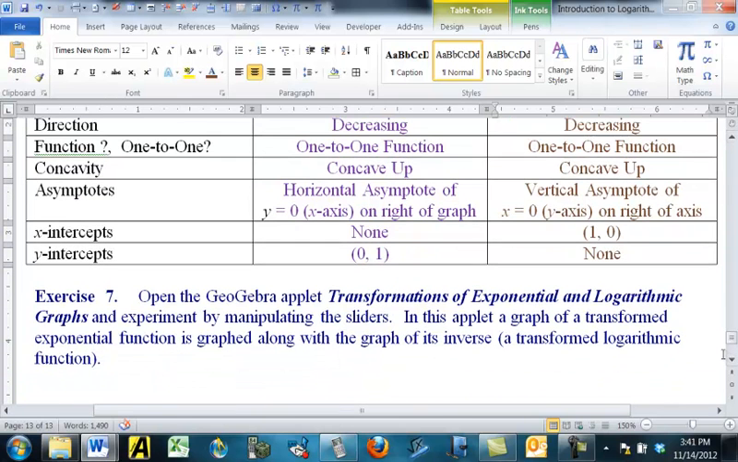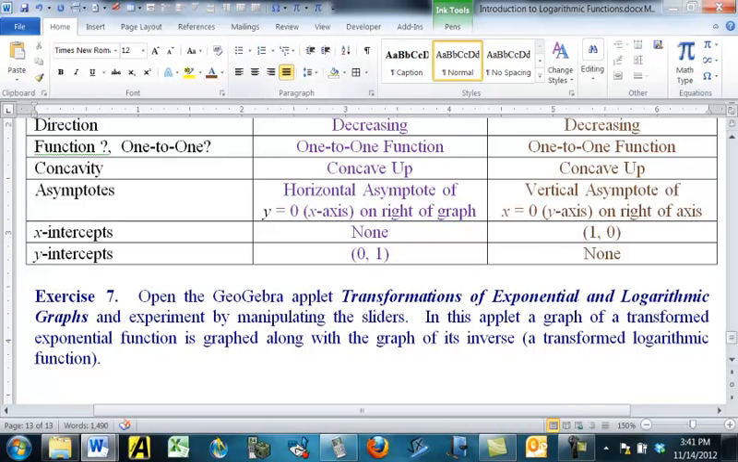Okay, so finally the exercise I want you to do here in this section is to open the GeoGebra applet transformations of exponential and logarithmic graphs and experiment by manipulating the sliders. In this applet you'll get a graph of a transformed exponential function, and it'll be graphed along with its inverse, which will be reflected over the line y equals x, which will give you a transformed logarithmic function. So you get to see what these look like if we slide them around, or flip them over or whatever. And so this will give you these different possibilities for exponential and logarithm.